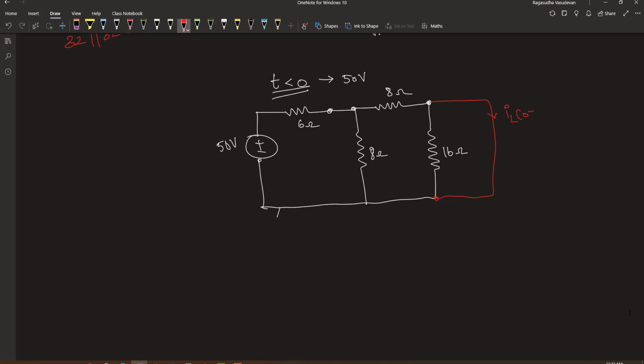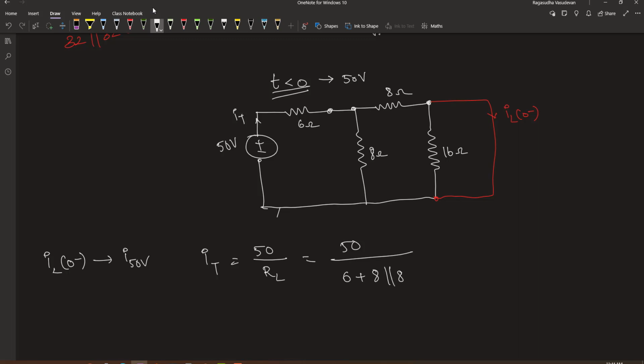So we can right away replace this as a short circuit and find out the current through this short, which is IL 0 minus. In order to find out the current supplied before the switch is opened, we need to find out the total current supplied by the 50 volt source. Let us denote it as IT. IT will be 50 volt divided by the effective resistance, which is equal to 50 divided by 6 plus 8 parallel with 8, which is equal to 50 divided by 10, 5 ampere. So 5 ampere is the total current that is flowing into this network.